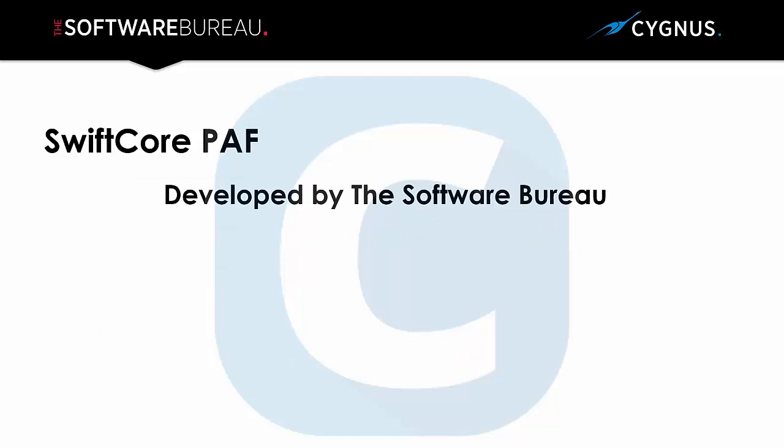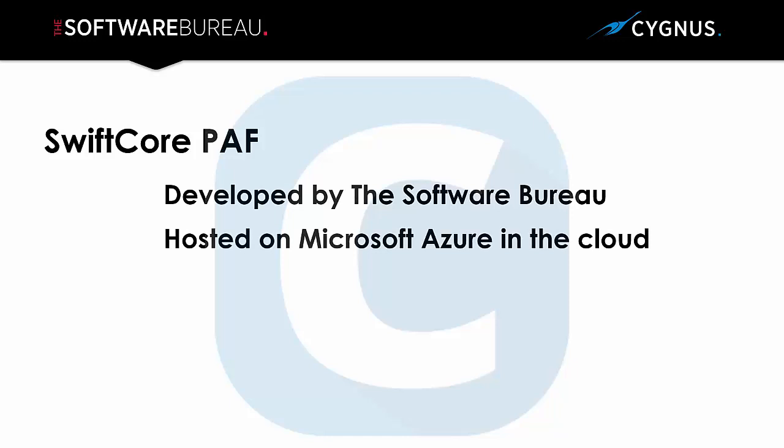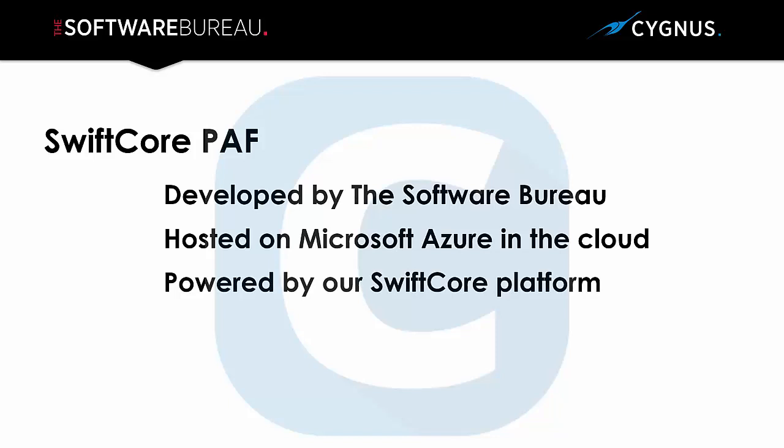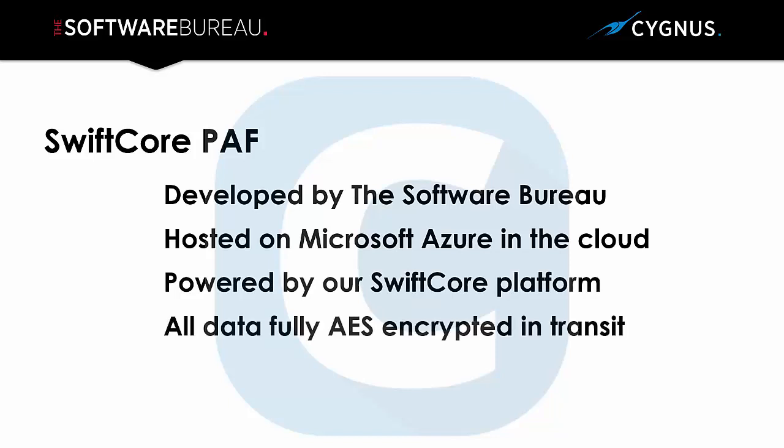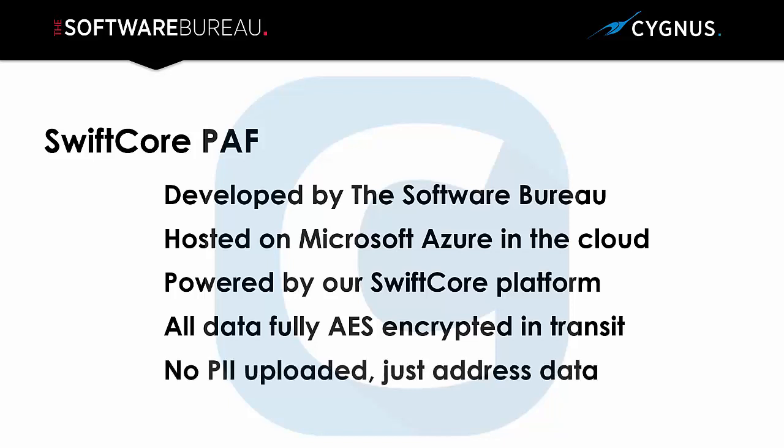Developed by the Software Bureau, we've been working on this over the last few years as a replacement to the GB Group PAF we've been using for at least 20 years. It's hosted on Microsoft Azure in the cloud. It's powered by our SwiftCore platform, which some of you are probably aware of. All data is fully AES encrypted in transit, so no need to be concerned about the security of your data in transit. It's also important to say that no personally identifiable information is uploaded, it's just address data.